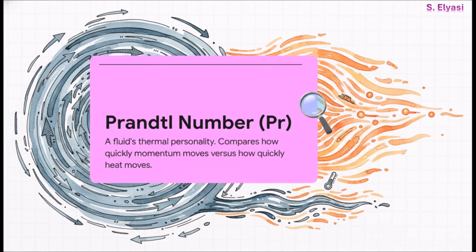Next, we have the Prandtl number, Pr. So if the Reynolds number told us about the flow's personality, the Prandtl number tells us about the fluid's thermal personality. It's a property of the material itself. What it does is it compares how fast momentum spreads through the fluid versus how fast heat spreads. For example, liquid metals have really low Prandtl numbers. Heat just zips right through them. Oils, on the other hand, have super high Prandtl numbers. This number is key to understanding what's going on right at the boundary.